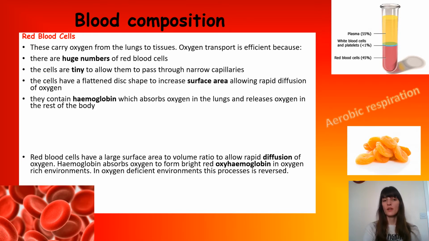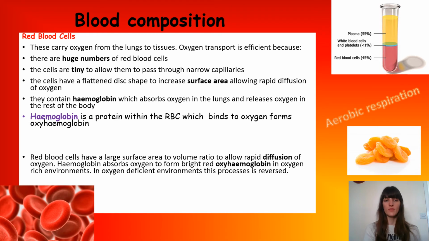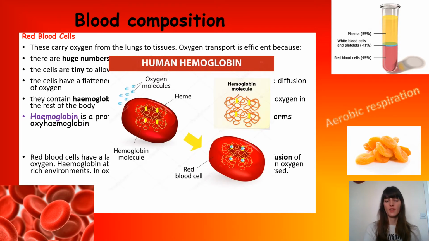And the hemoglobin absorbs oxygen to form bright red oxyhemoglobin in oxygen-rich environments. And in oxygen-deficient environments, this process is reversed. I'm going to explain this in just a second. Hemoglobin is a protein within the red blood cells which binds to oxygen to form the oxyhemoglobin. There's a little diagram here and you can see the oxygen molecules are combining with the hemoglobin on your red blood cells so that it's able to stick a little bit like Velcro. You've got the oxygen sticking to that Velcro to then get delivered to where it's needed in the body.